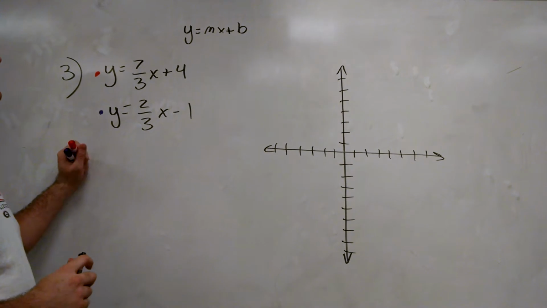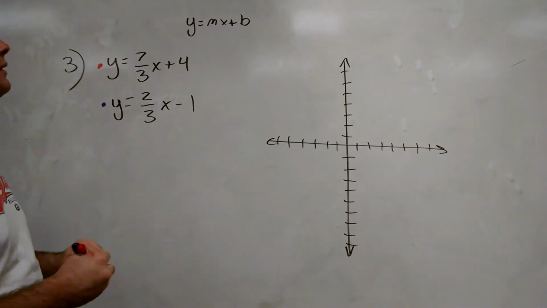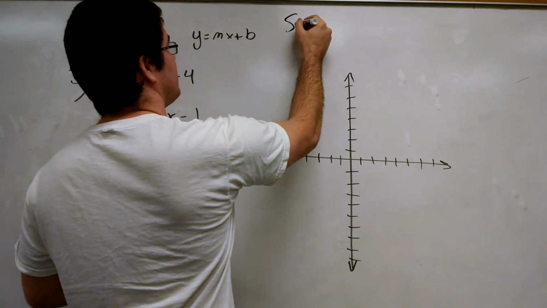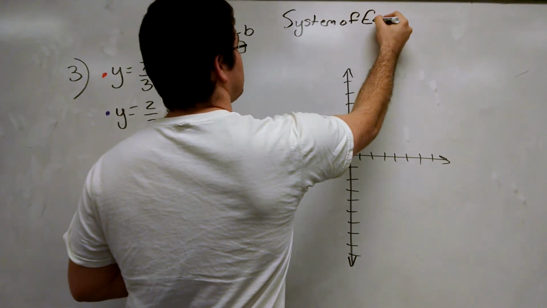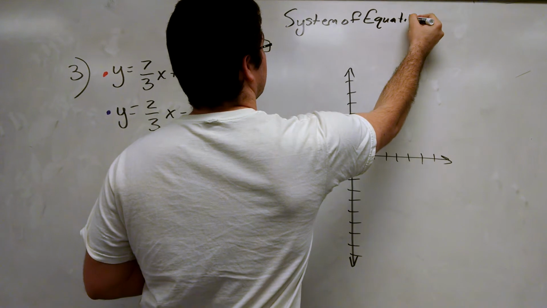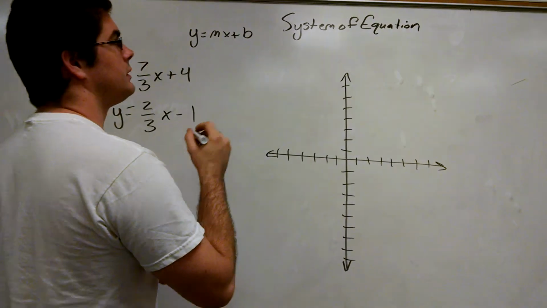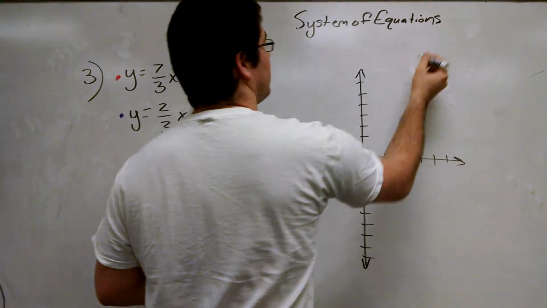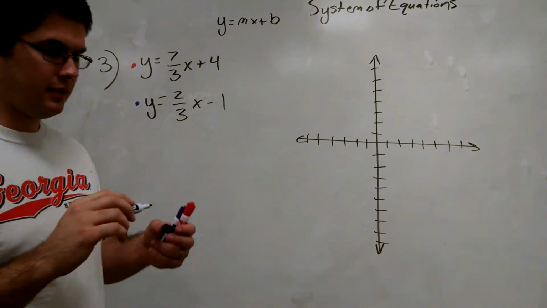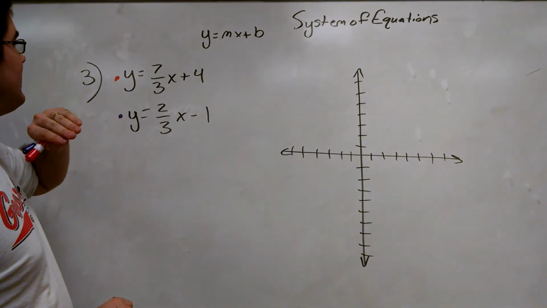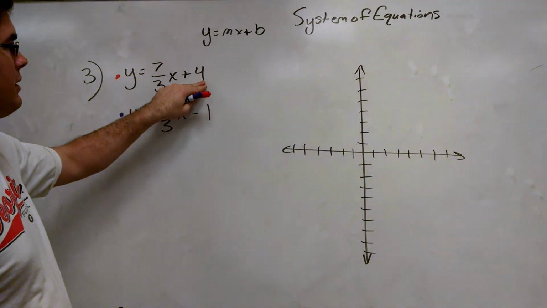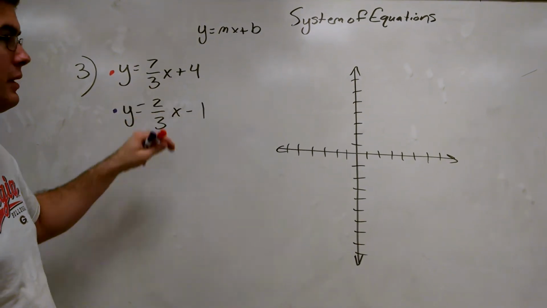Because remember, the solution to a system of equations is where the two lines intersect. So we need to figure out where these two lines intersect, okay? And again, they're already in slope-intercept form, which is great because this tells me the y-intercept, and the number next to the x tells me the slope, okay?